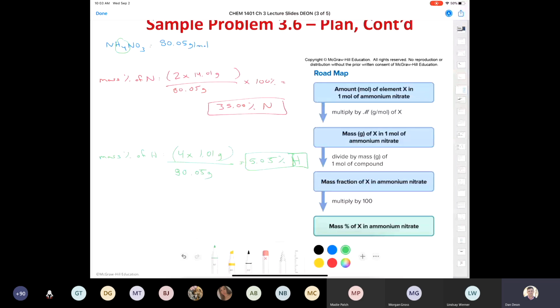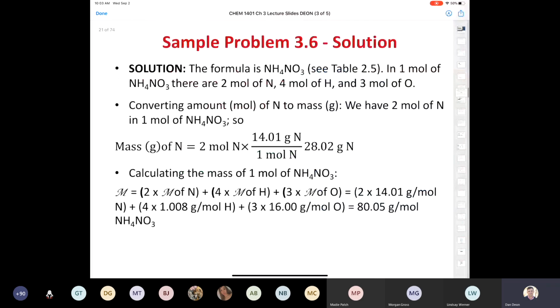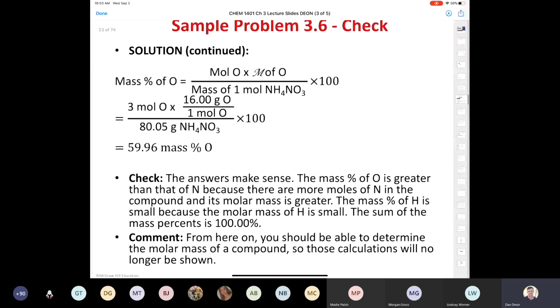If I want to figure out the percent of oxygen, all I have to do is take 100%, the mass percent of O, and subtract 35.00% and subtract 5.05%. That's going to give me the answer for the mass percentage of oxygen. Did I work it out? I don't know, I do lots of things. It's 59.96% oxygen. That's all it is, figuring out mass percent in a compound, not meant to shake your foundation. All right, and here's the solution, all worked out for you beautifully. Look at that, and the check and everything.